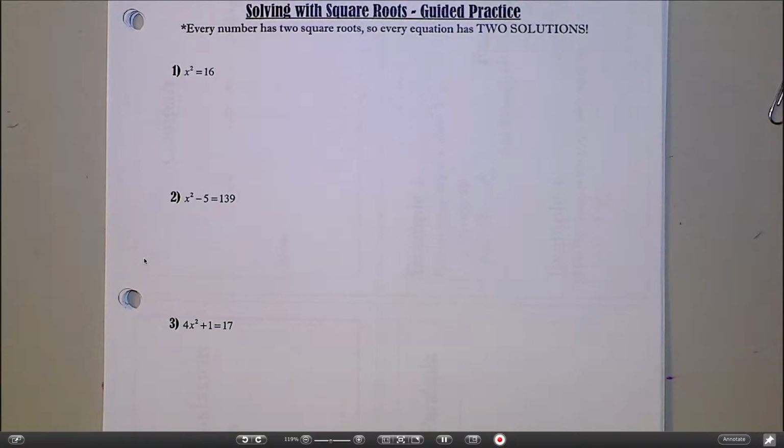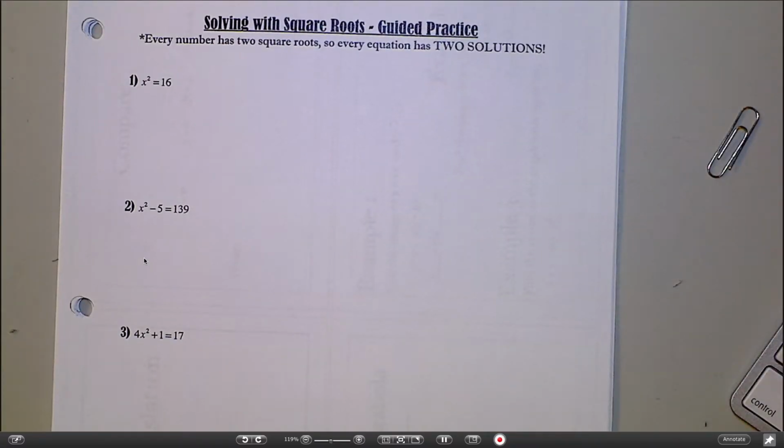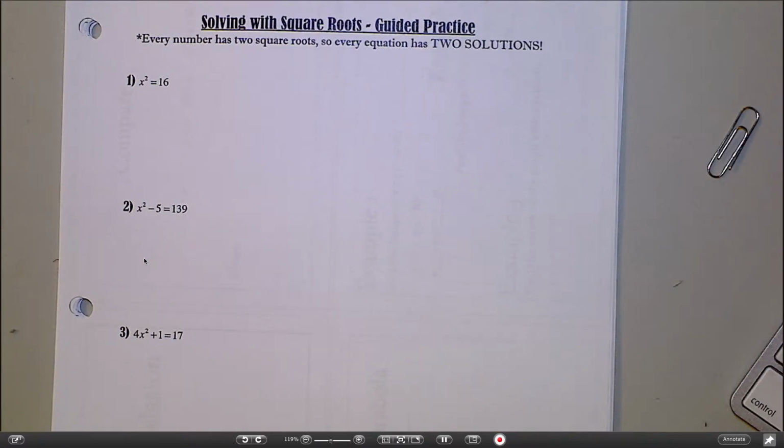So when you do a square root of 64 or 25 or any of those perfect squares, it really has two square roots, a positive one and a negative one. When you type it into your calculator, it only gives you the positive one. So that's one thing to keep in mind. The other thing to remember goes back to equation solving.